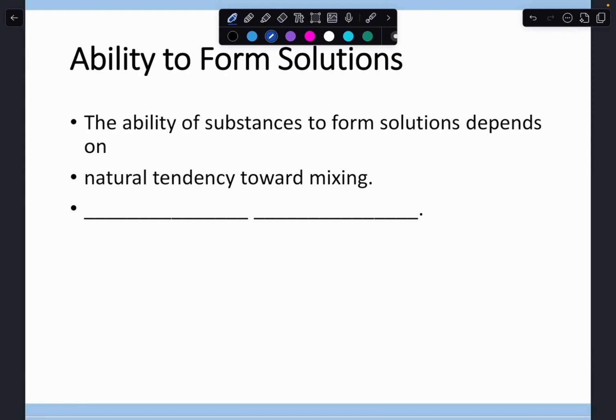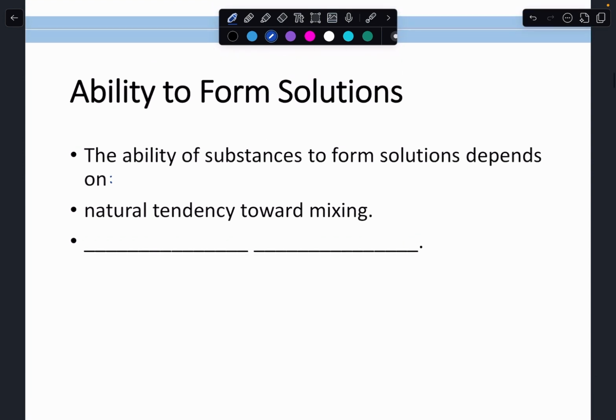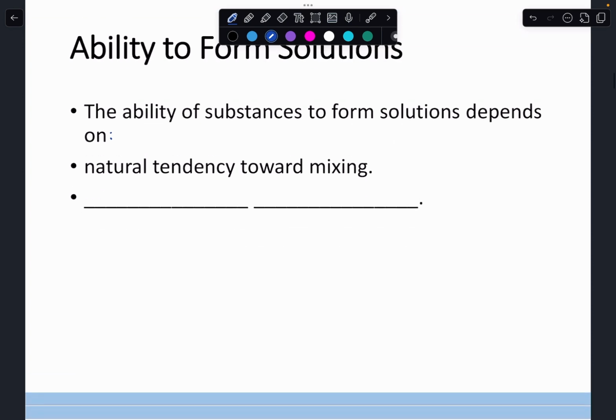This depends on two factors. The second and third bullet point should be indented a little bit. The ability of a substance to form solutions depends on its natural tendency towards mixing. One example I like to give here is if you're trying to make a solid solution, let's say you're mixing two different metals together, well, you can't just take a solid gold piece and a solid silver piece and push them together. They're not going to mix. They don't have a natural tendency towards mixing.